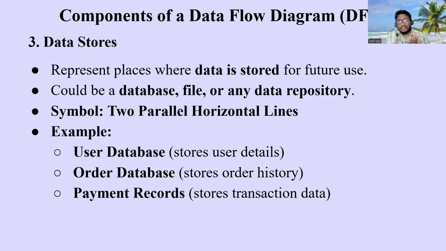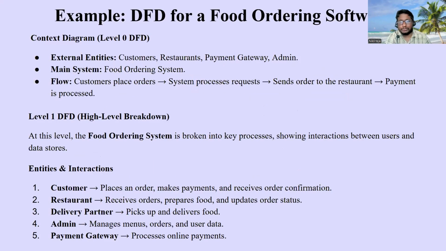So the data which is stored is nothing but data stores. We can call them simply databases. We are data analysts, so we can call them databases. It could be a database, a file, or any data repository. Never mind. The symbol will be two parallel horizontal lines. It will be like a rectangle only, but the right and left sides will not be present. Only the parallel upper and lower lines will be present. I'll show you some examples also.